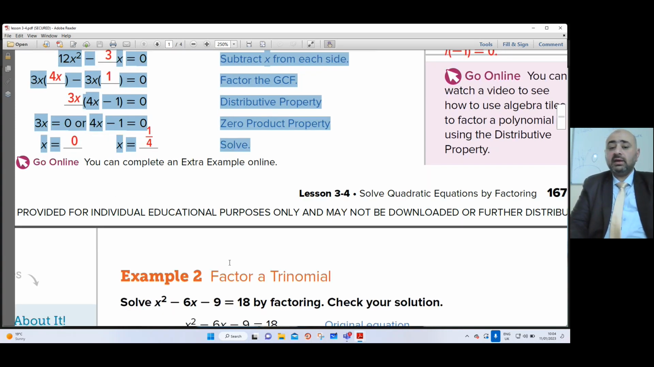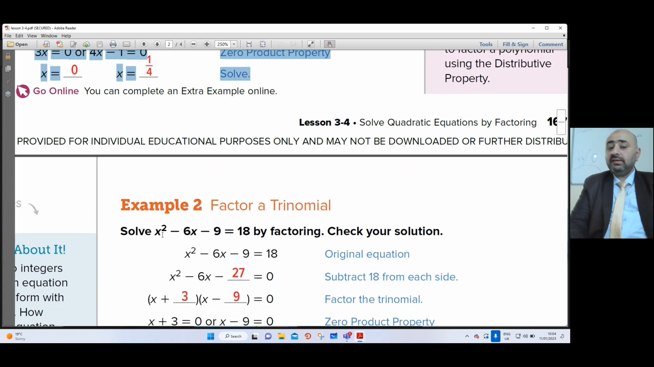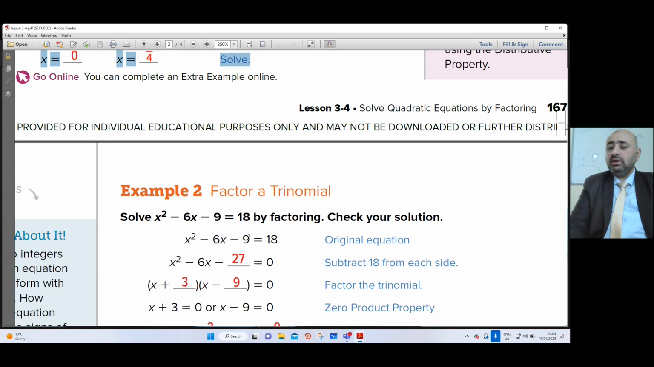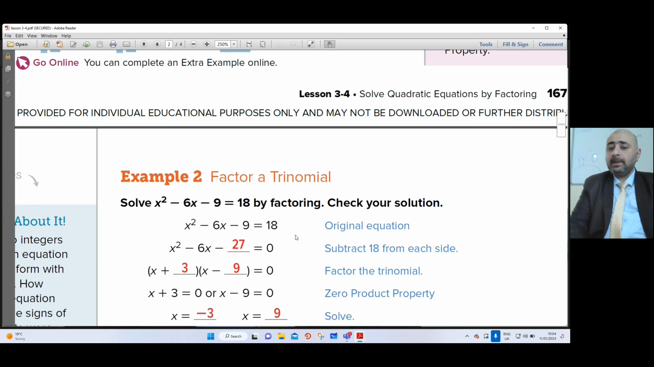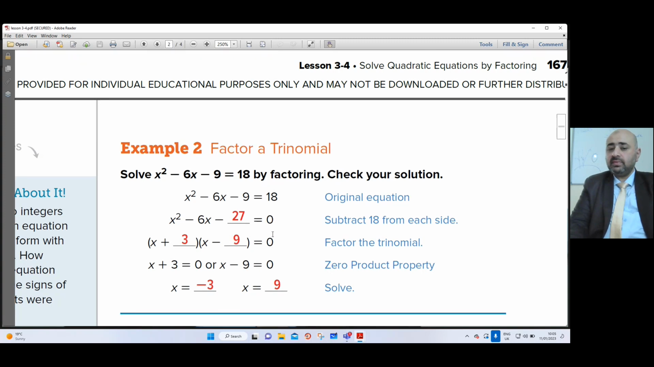Listen to the second example. Solve x squared minus 6x minus 9 equals 18 by factoring. The first step, try to make here zero. So we want to remove 18. So you can subtract 18 from the two sides. Minus 9 plus minus 18 will be minus 27, and 18 minus 18 will be zero.